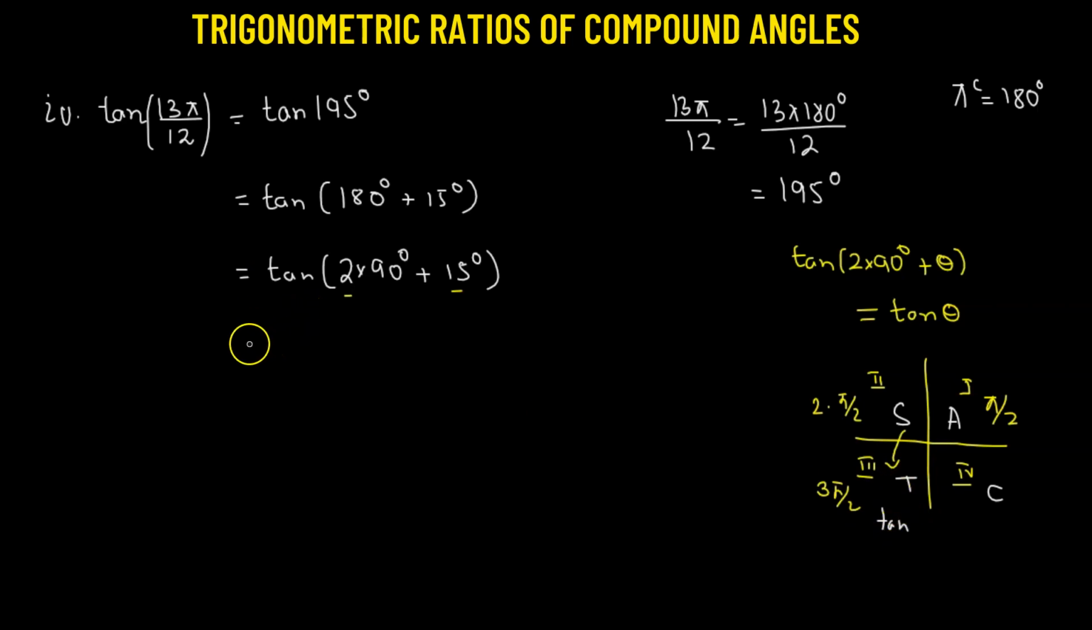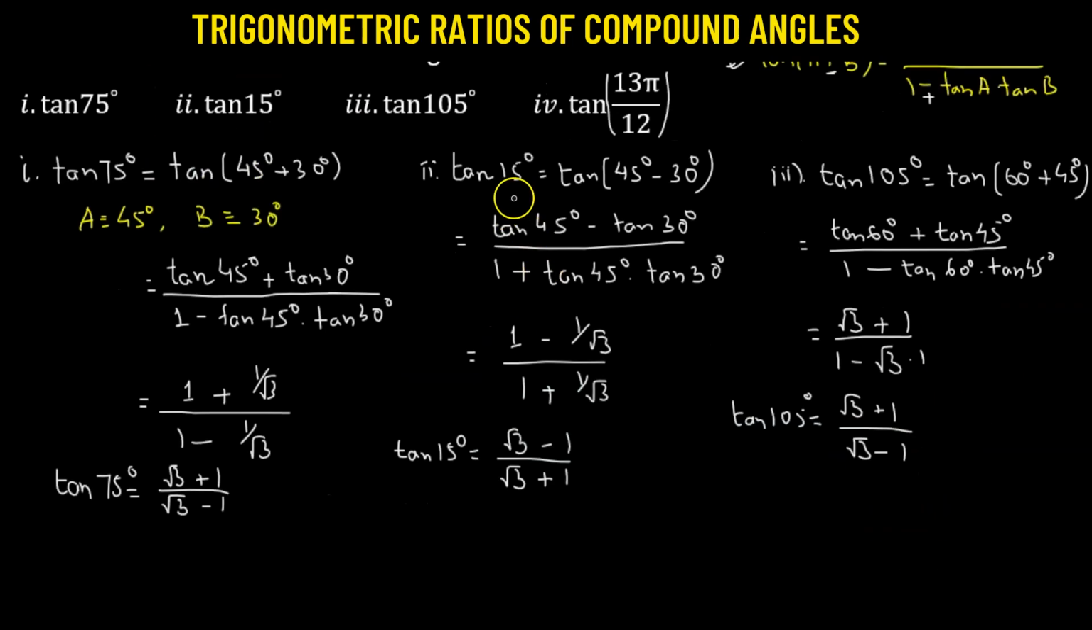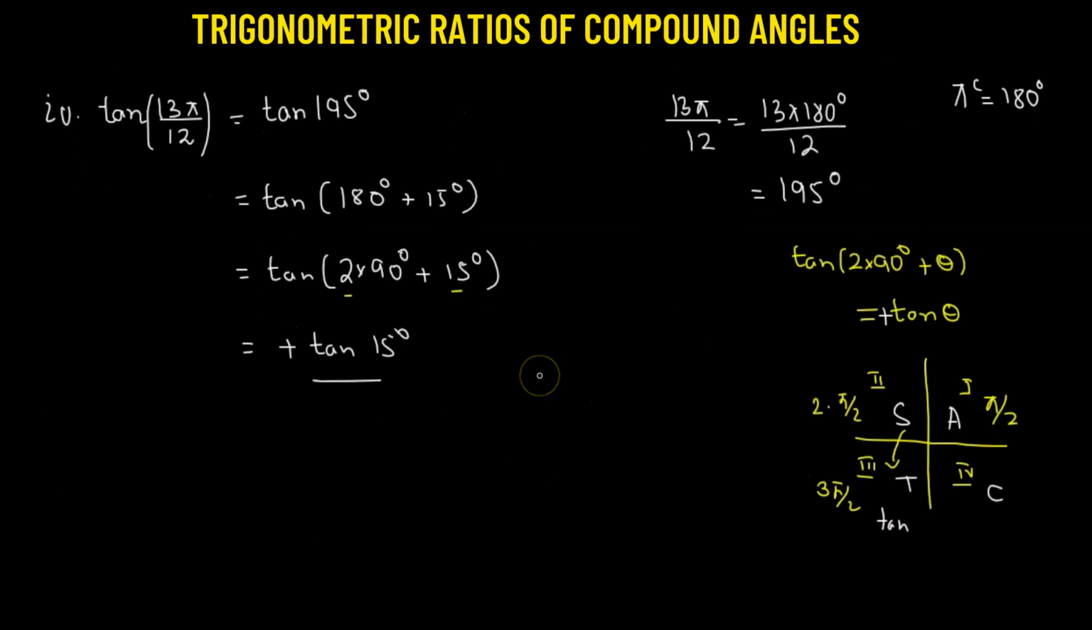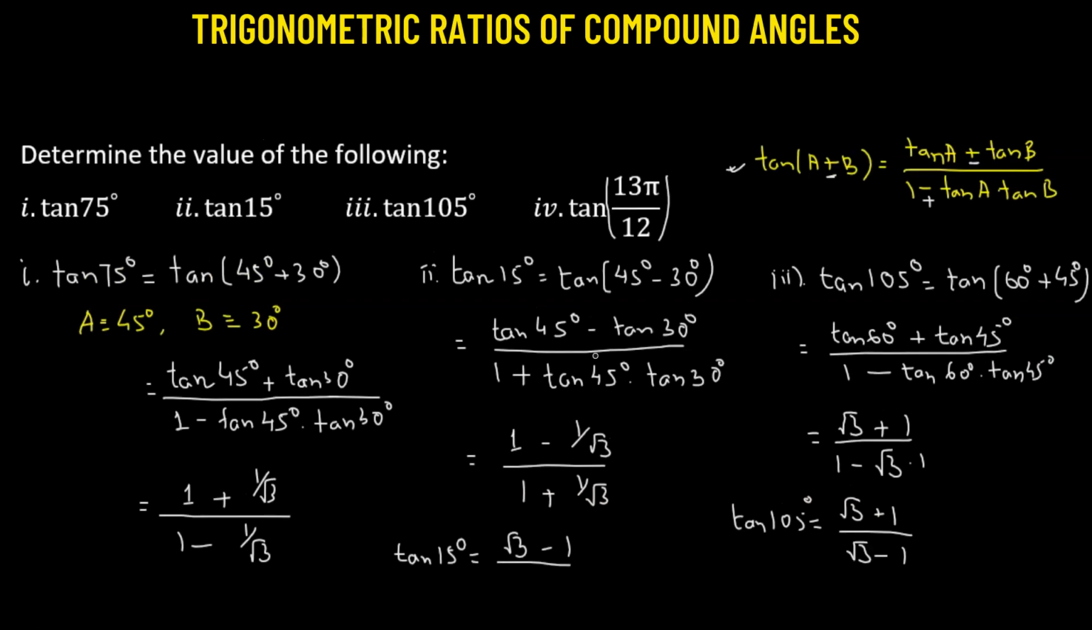Now we're working with tangent function, so we're going to get positive tangent 15 degrees. So this is positive tangent theta. So we have found out that tangent 13 pi over 12, which is tangent of 195 degrees, that's equivalent to tangent 15 degrees. And we've already obtained the value of tangent 15 degree as given in problem number 2. So that will be square root of 3 minus 1 divided by square root of 3 plus 1. So that's how we can find out the value of all the 4 trigonometric ratios.